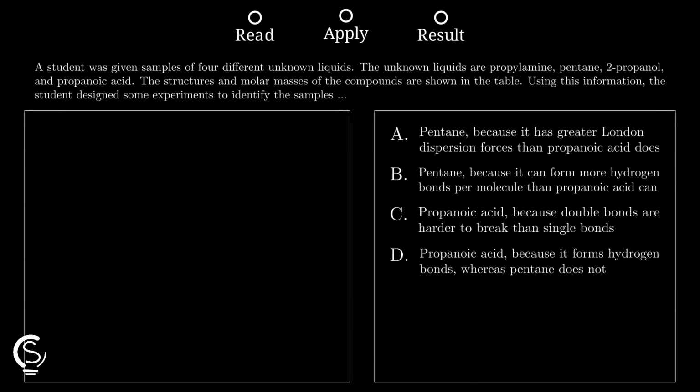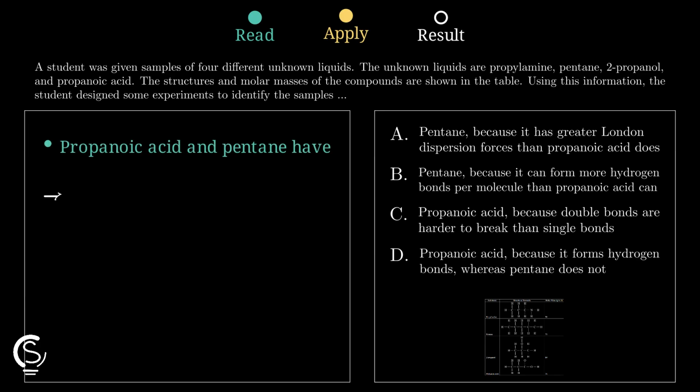Start with what they share. Propanoic acid and pentane have nearly the same molar mass, so their London dispersion forces should be pretty similar, not wildly different. Watch this. That means molar mass alone cannot make pentane the higher boiling liquid here, because both molecules are close in size, so dispersion forces are not the deciding factor.